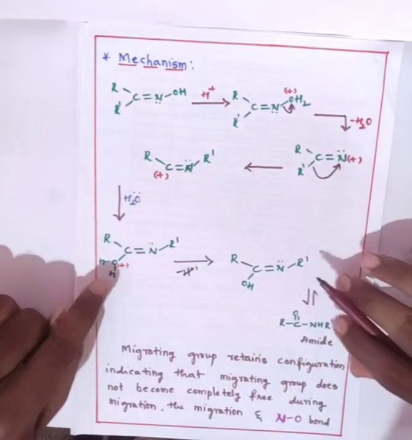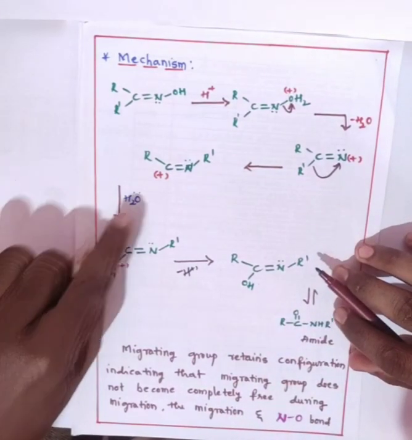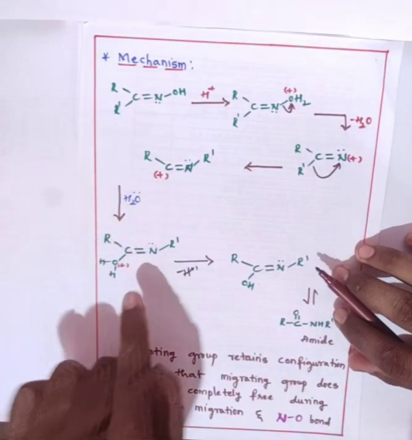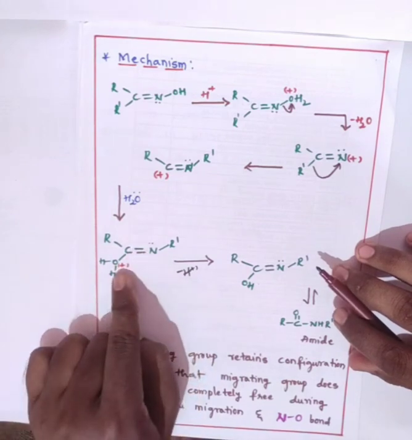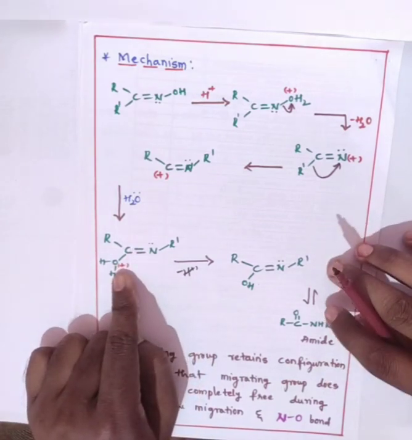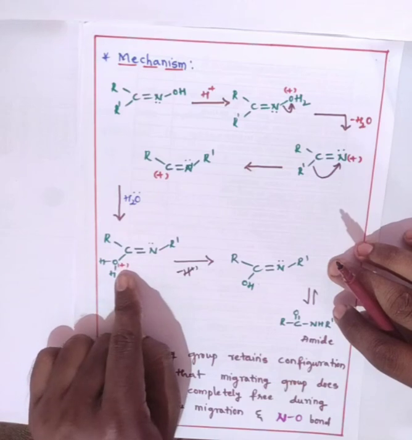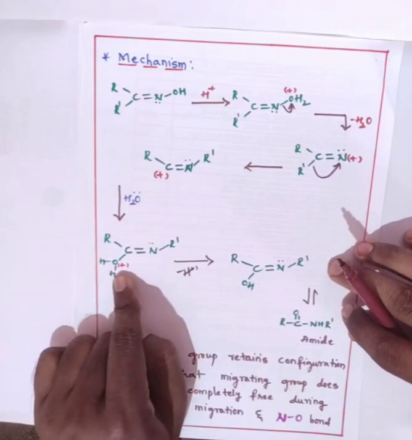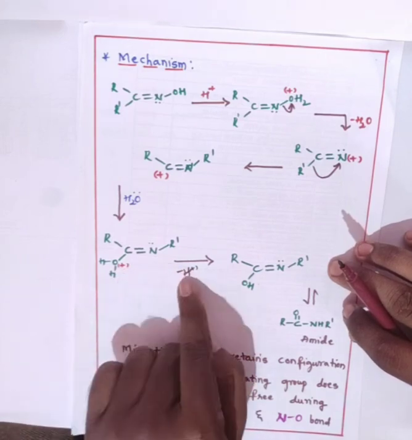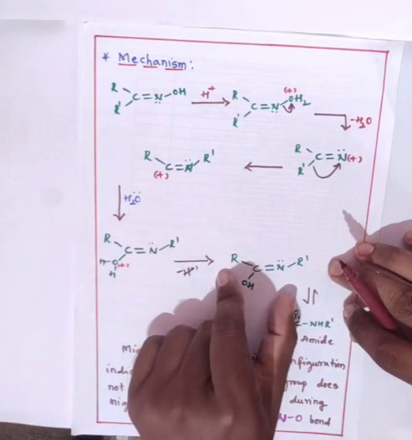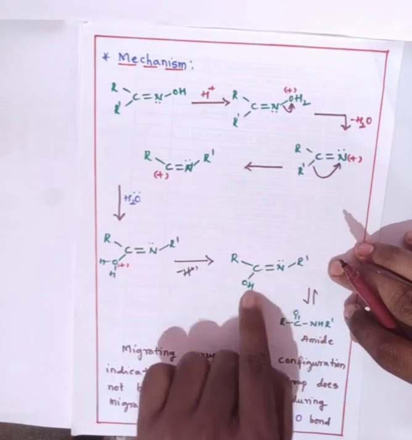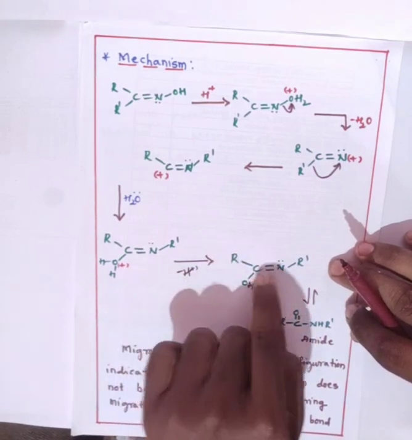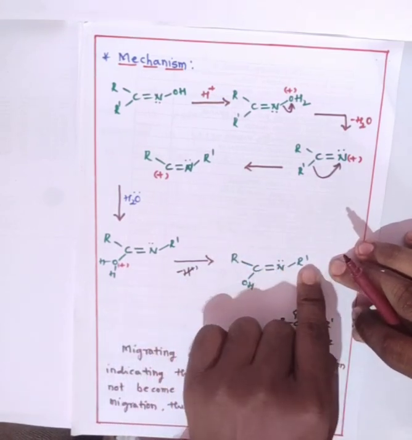After sharing its lone pair of electrons with the carbon atom, oxygen loses one of its lone pairs, and it regains that lone pair from the hydrogen bond. With the elimination of H plus, the next step we write is R C(OH)=N R dash.